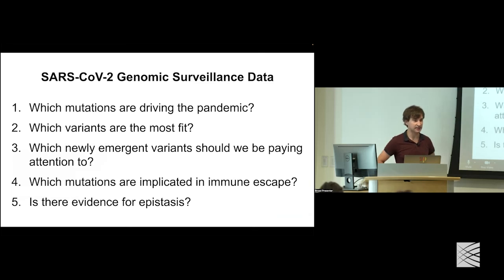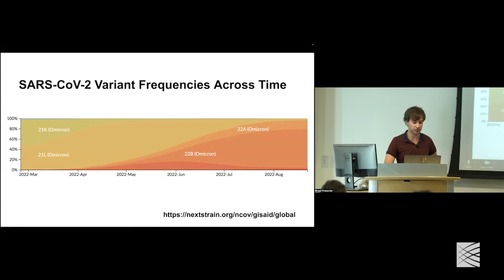And as a large and rich data set, it might motivate us to ask some more or less ambitious, detailed questions about what's going on. These questions might include, for example, which mutations are driving the pandemic, which variants are the most fit, which newly emergent variants we should be paying attention to, and so on and so forth. So before trying to formulate a model that might attempt to answer some of these questions, let me familiarize you quickly with some of the features of this genomic surveillance data.